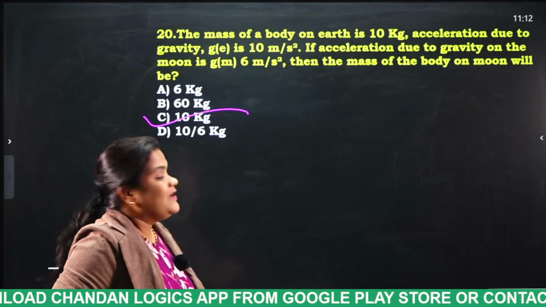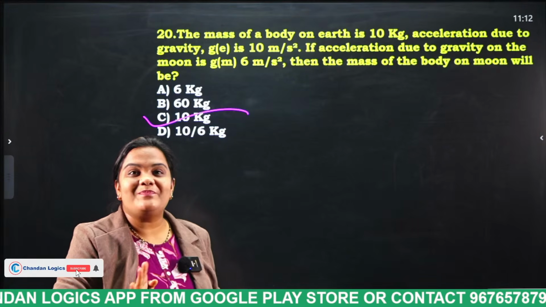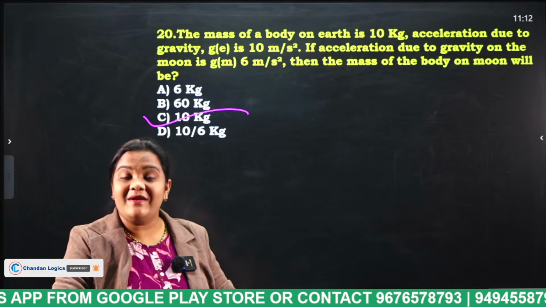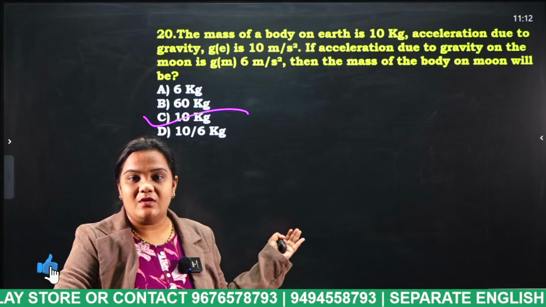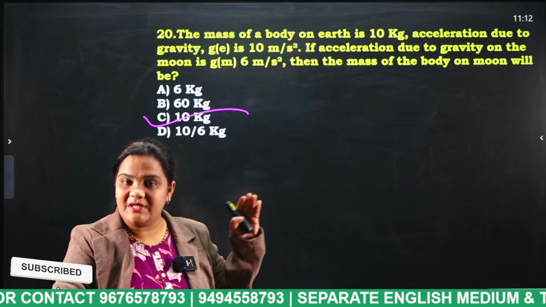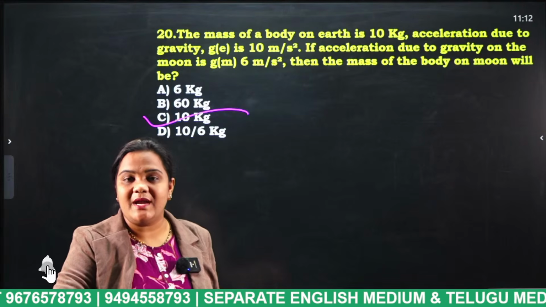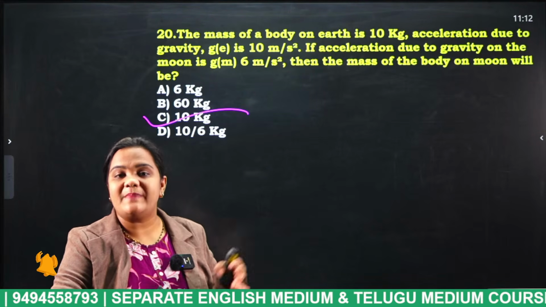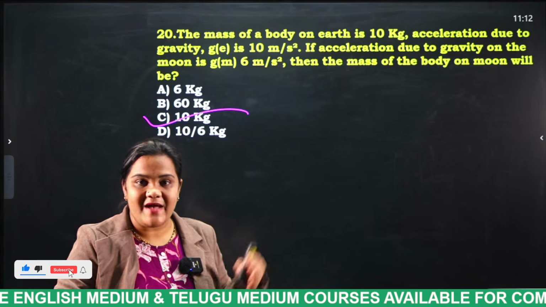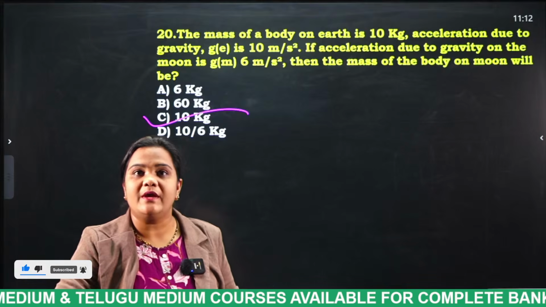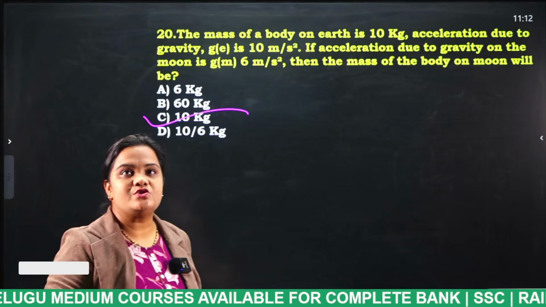Next, look at the question properly, students. They have given the question long, but there is nothing in that question. They have given the mass of a person on earth, and they are asking the mass of the person on moon. There is nothing in that question. They have just given the values in order to confuse you. Okay, if you know the concept, you can easily answer this question.